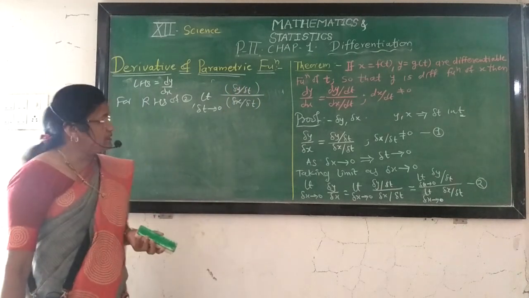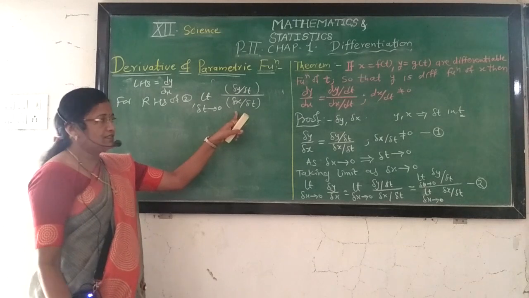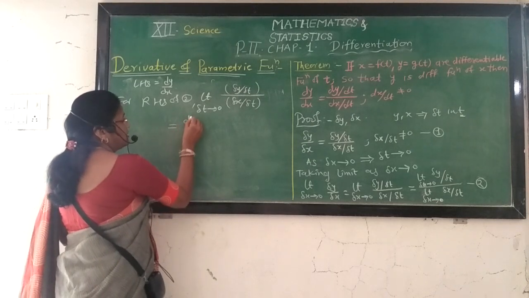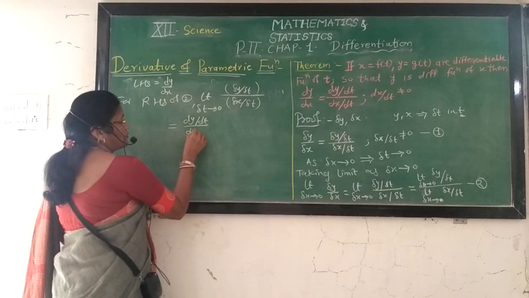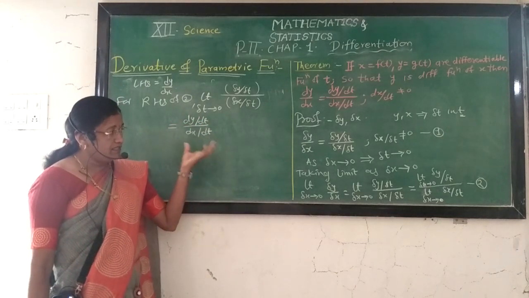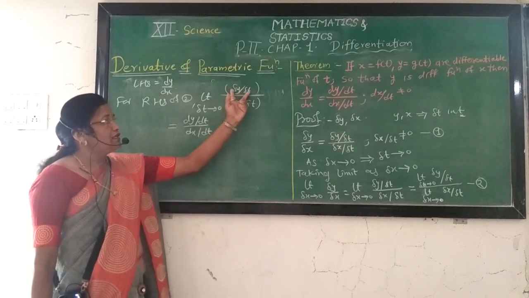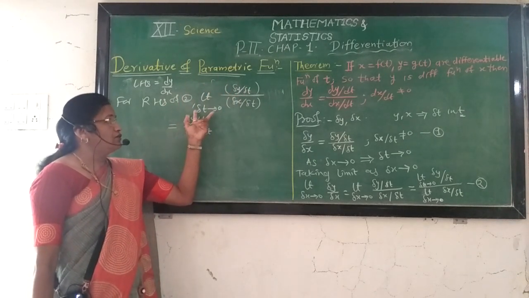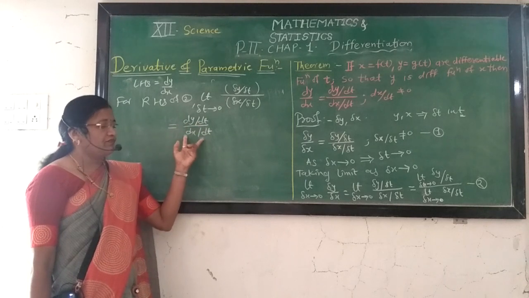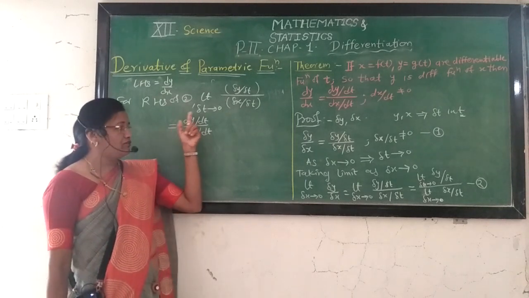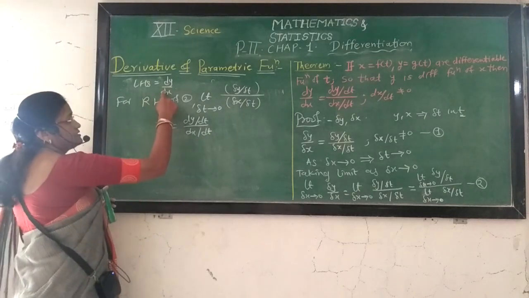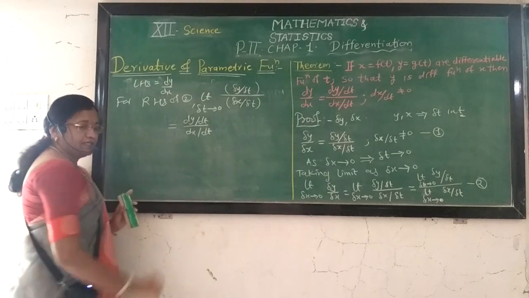Again, by using the algebra of limits, the limit of the division of two functions is the division of their limits. So the right side of equation 2 becomes dy by dt upon dx by dt. Dy by dt upon dx by dt means the ratio of incremental functions as the denominator approaches 0, and by using the Leibniz rule, that limit exists and is finite, with its value being the derivative of y with respect to t divided by the derivative of x with respect to t.